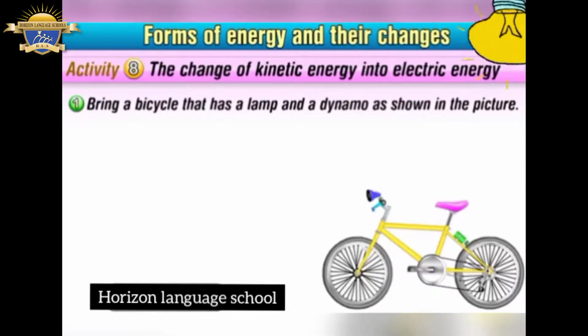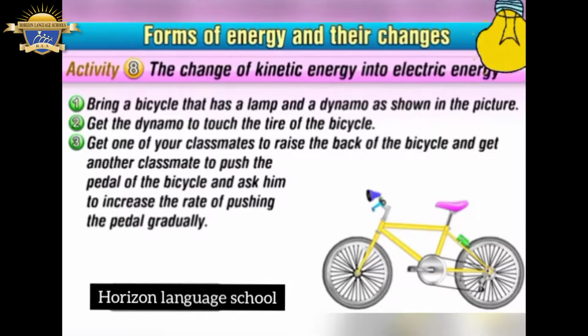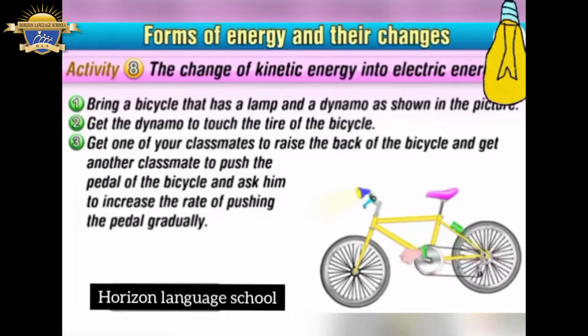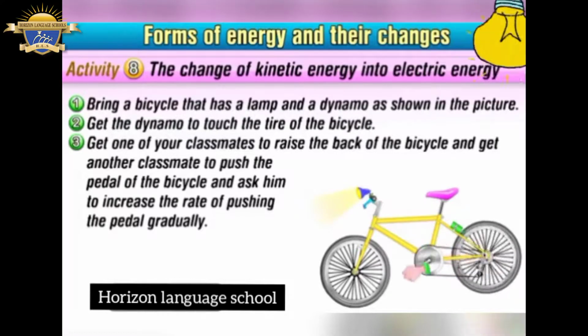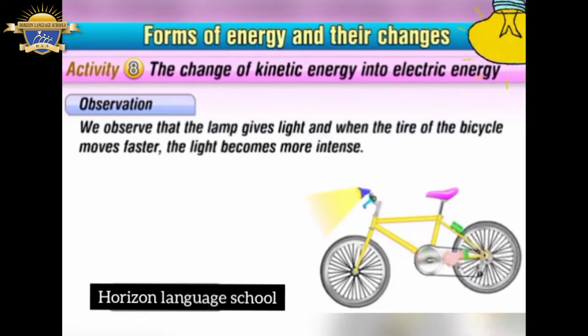Steps: bring a bicycle that has a lamp and a dynamo as shown in the picture, as you see, and get the dynamo to touch the tire of the bicycle. Then get one of your classmates to raise the back of the bicycle and get another classmate to push the pedal of the bicycle and ask him to increase the rate of pushing it.